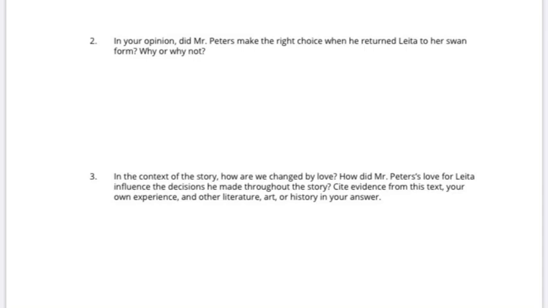Question number 4 says, what is the relationship between humans and nature? How does Mr. Peters' relationship with nature change throughout the story? Again, this is just about what you think and what you have noticed. What do you notice about the relation between people and nature? And how did Mr. Peters' relationship with nature change? How did the way he interacted with nature change throughout the story?